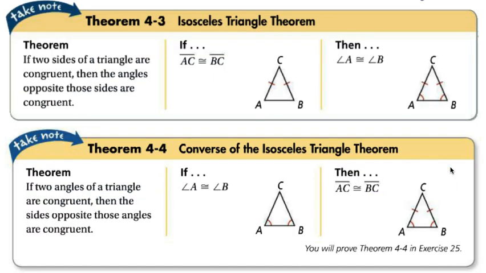And right away we're going to get a theorem and its converse. The theorem says if you have a triangle where two sides are congruent in length, so we have AC congruent to BC, then we know that the base angles are congruent. Angle A is congruent to angle B. Okay, that's the isosceles triangle theorem. Its converse says if you start off with the base angles being congruent, then that's going to mean the two sides, or the two legs, are also congruent.